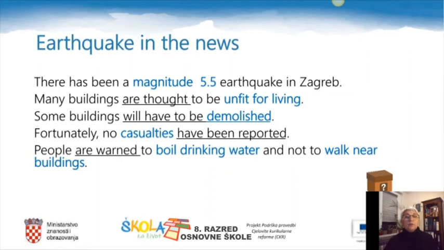The magnitude of the earthquake is how strong, how dangerous it is for people and property. Buildings are unfit for living. People cannot live there. They will have to be demolished for that reason. And those people who live in the buildings unfit for living, that have to be demolished, usually suffer from wounds, sometimes die during the earthquake. They are casualties. And after the earthquake, it's dangerous to assume that water is clean, because it usually isn't. Or to walk near buildings, because something can fall onto your head and kill you or hurt you.